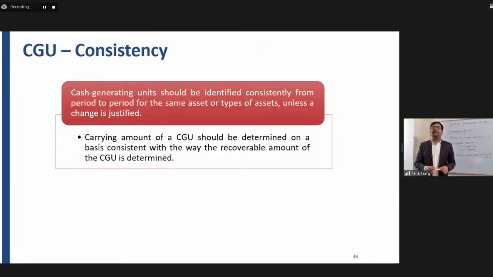Then CGU should be identified consistently from period to period for the same asset or type of asset unless a change is justified. For example, the company has changed its location. The company has changed the product line. Okay. So if there is a change which is justified, then a CGU could be changed. But otherwise, a cash generating unit once identified should be applied consistently from one period to another.